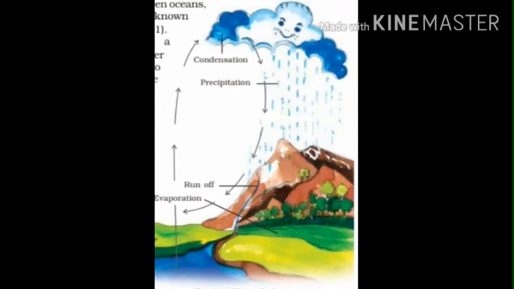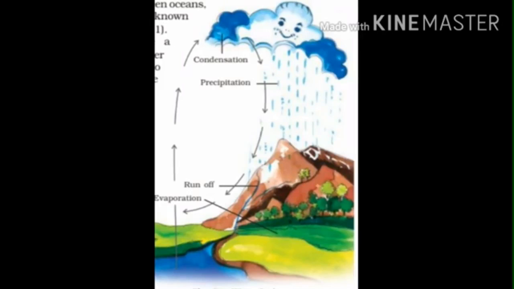Water cycle is also called what children? Yes, hydrological cycle. The water cycle mainly involves three processes. What are they children? Already you studied in previous classes I think. Yes. First one is evaporation, then second one is condensation and third one is precipitation. Clear children?